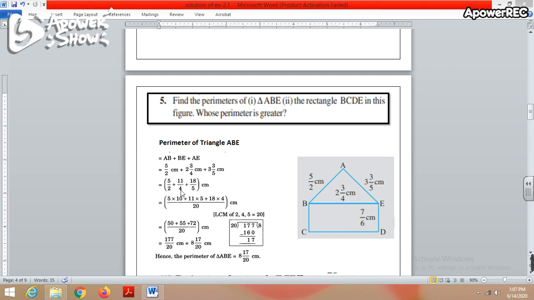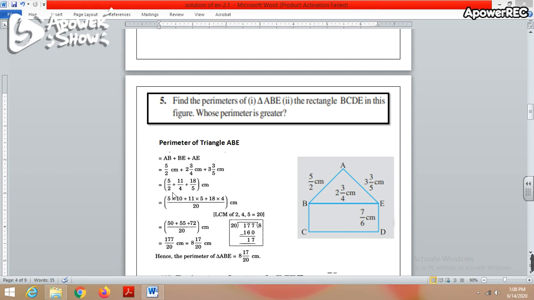For making 4 equal to 20, you have to multiply 4 by 5. So 4 multiplied by 5 equals 20, and the denominator is multiplied by 5, so you have to multiply the numerator also by 5. 11 multiplied by 5. Now here, for making our denominator equal to 20, you have to multiply 5 by 4. So we have to also multiply the numerator by 4. So 18 multiplied by 4.